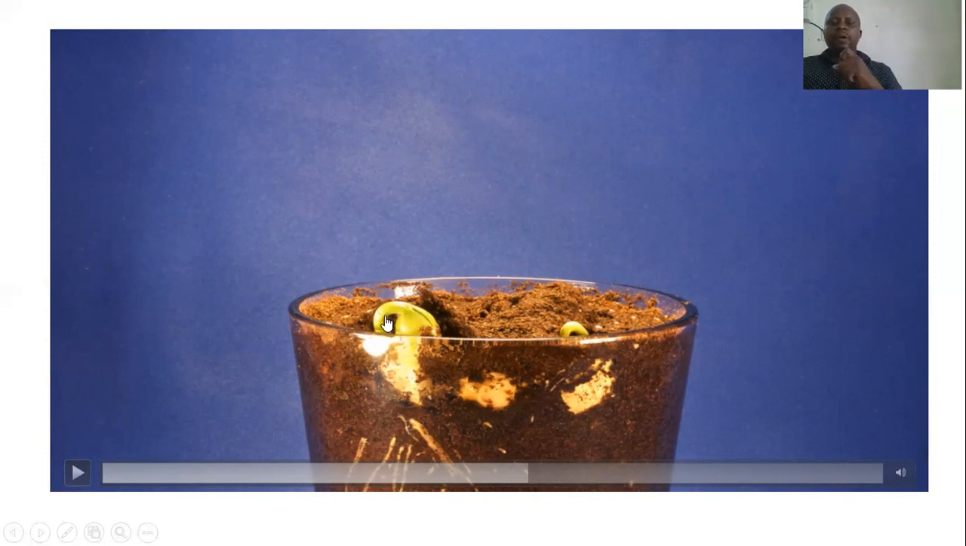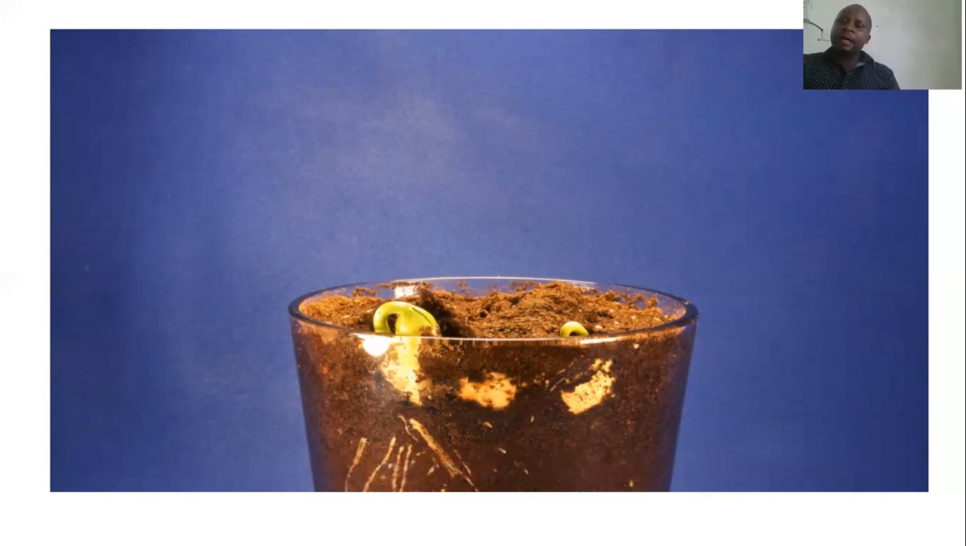The hypocotyl will tend to push upward, hence making the seedling emerge out of the soil by extending. So we're saying that the radicle will grow downwards while the plumule will grow upward. Is it clear? So you realize that we have two main types of germination. We shall see later.